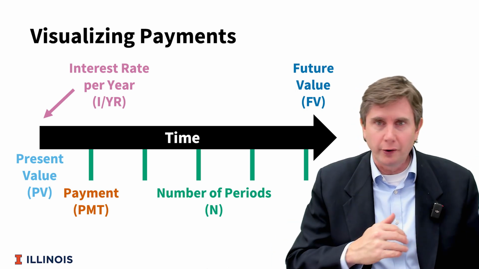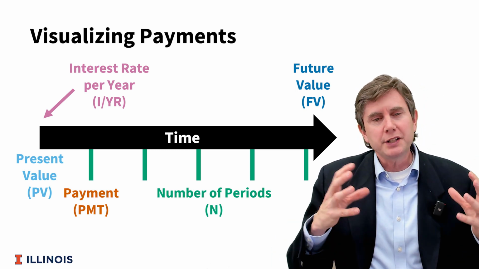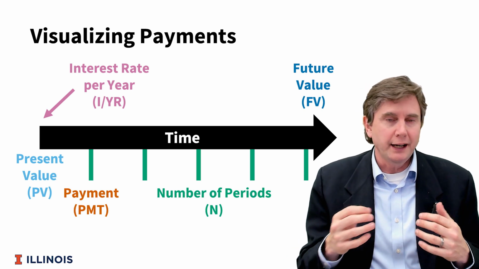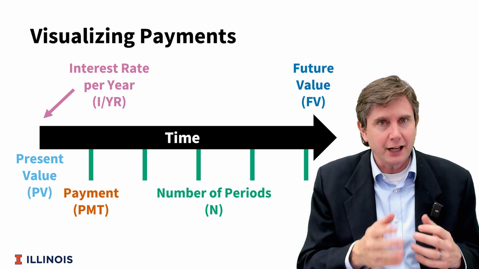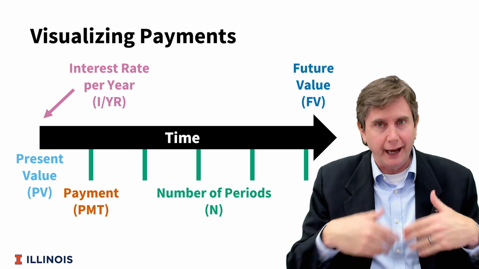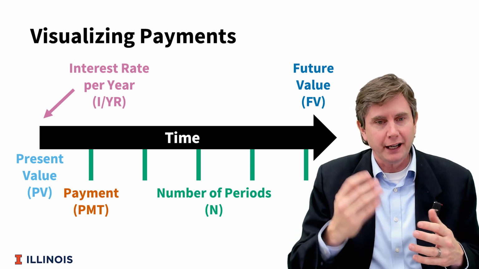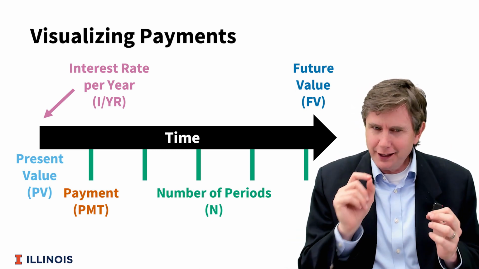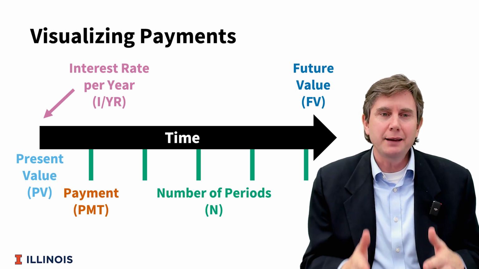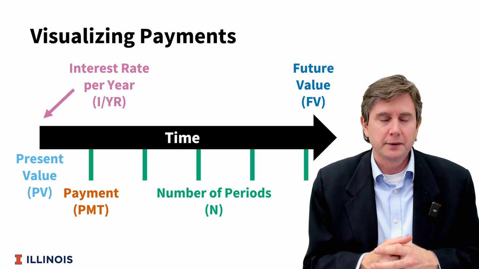So let's visualize payments for a minute, okay? Payments are going in, they're going out, they're flying all over the place. But again, we take the present value, we grow it at an interest rate, and payments impact that cash flow. They can add, right? I can add to the cash flow. I can pull out of that cash flow. But there's an interesting thing around payments, and that is the timing of when a payment occurs.